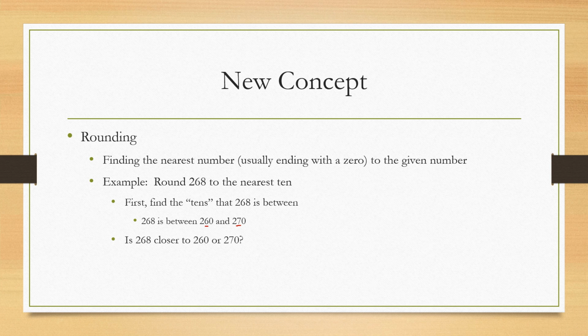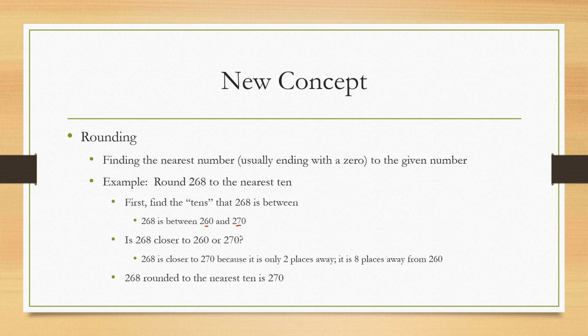Then we look at those two numbers and decide, is 268 closer to 260 or 270? We decide that 268 is closer to 270 because it's only 2 away from 270. It's 8 away from 260. That means 268 rounded to the nearest 10 is 270.